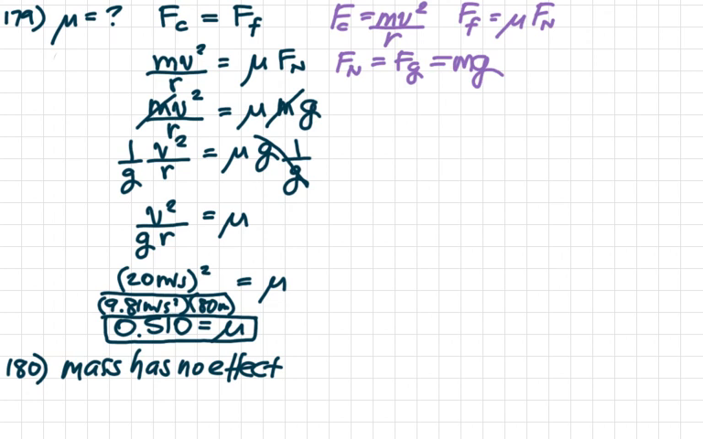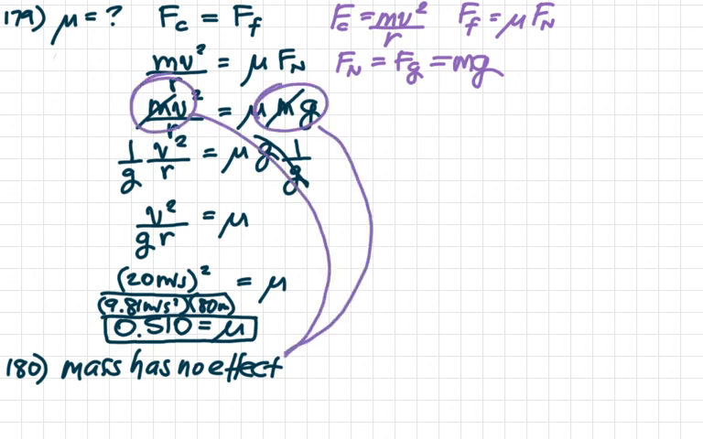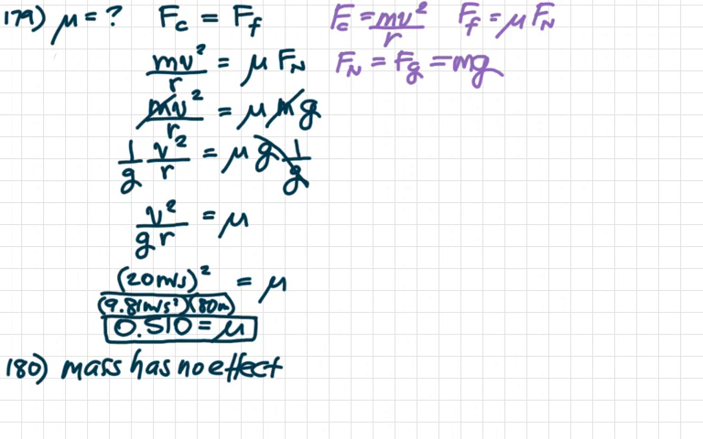And finally, for 180, if the mass were increased, how would that affect the maximum speed at which it could round the curve? Actually, mass has no effect, and we determined that right up there where we canceled out the mass. The mv squared over r on the left side, and the mu F_N, where F_N equals the weight, on the right side. The 2 masses cancel, so mass actually has no effect. And that's it.